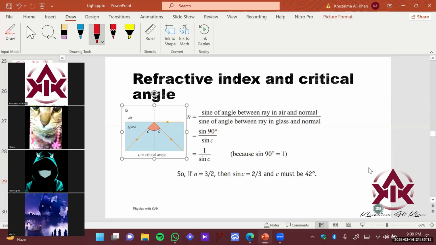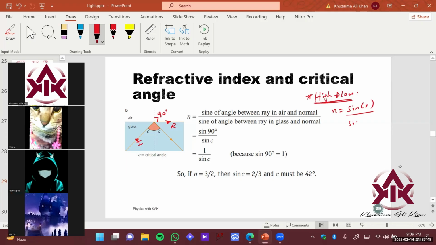Right? So let's say you basically have this scenario over here. This is your incident ray, and this is your refracted ray. That is on the boundary edge of the air and glass, and it is forming an angle of 90 degrees with the normal here, right? And C is the angle of incidence for the incident ray. So it is again the case of entering from high density to low density, right? So the formula which we have formulated for this scenario is sin R over sin I, right? Sin of refraction angle upon sin of incidence angle.